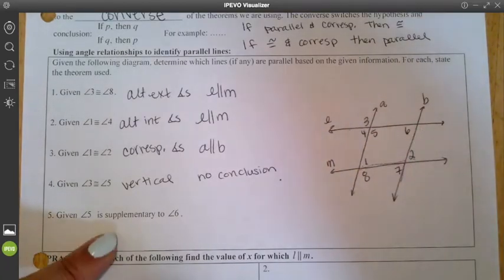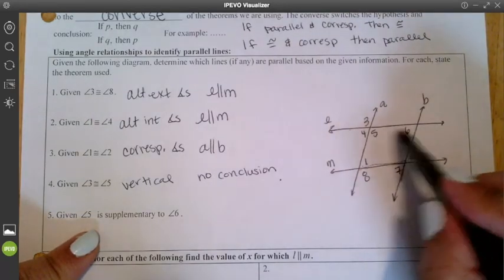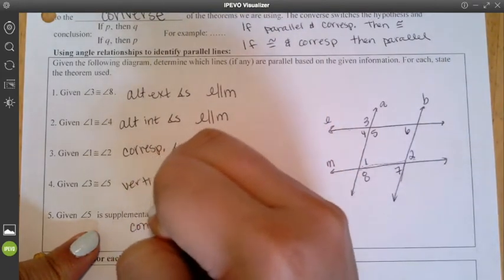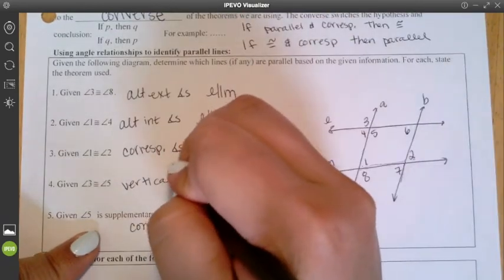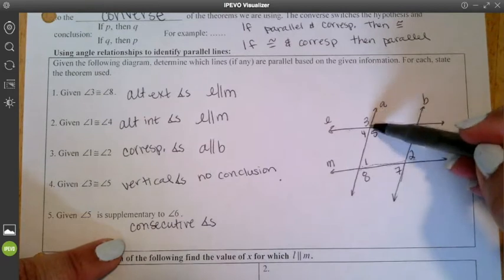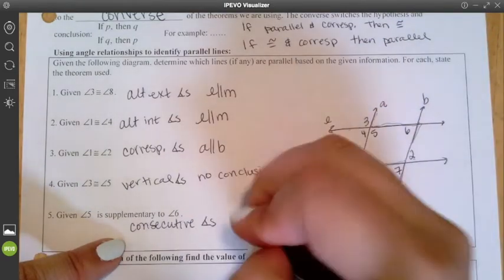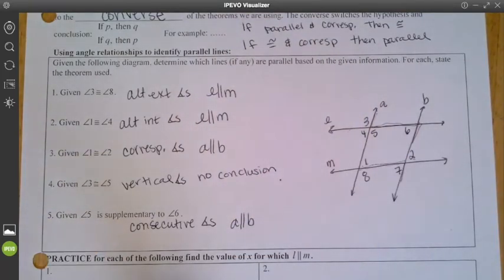And angle 5 is supplementary to angle 6. Those are consecutive angles. It should be vertical angles. Consecutive angles 5 and 6 make this Z, and so we need A and B to be parallel in order for that to be true. Let's try a few more.